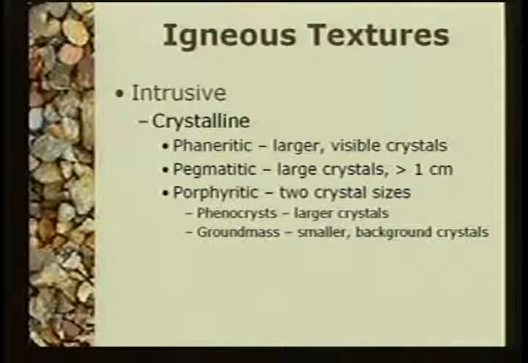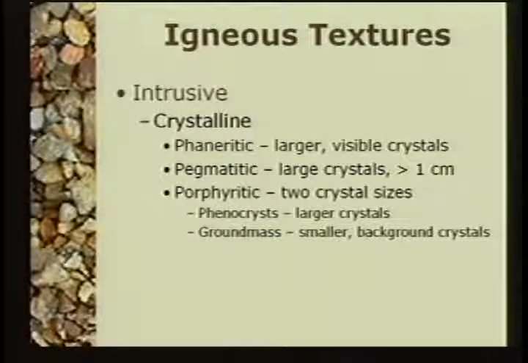Now, why are we going over these textures? Well, remember that we classify all rocks based on texture and composition. With the intrusive igneous rocks, we will have a crystalline texture. Remember, our textures can come in 3 different varieties, more or less. We can have crystalline, we can have a detrital or clastic, and we can have glassy. If the igneous rock cooled inside the earth, the intrusive igneous rock will have a crystalline texture. And the crystalline textures we have described are phaneritic, pegmatitic, when we have large crystals greater than 1 centimeter, and porphyritic, and this would be 2 sizes of crystals.